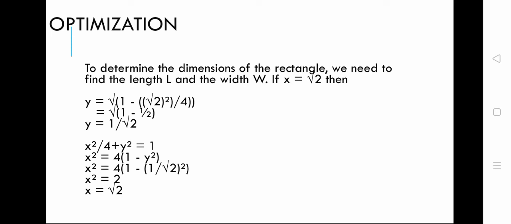Let's go back to the equation of the ellipse and now maximize the area. X squared over 4 plus y squared equals 1. X squared is equal to 4 multiplied by 1 minus y squared. X squared is equal to 4 multiplied by the quantity 1 minus 1 over the square root of 2, squared. X squared is equal to 2 and x is equal to the square root of 2. We went back because we know the value of y, and we want to check that the value of x is equal.